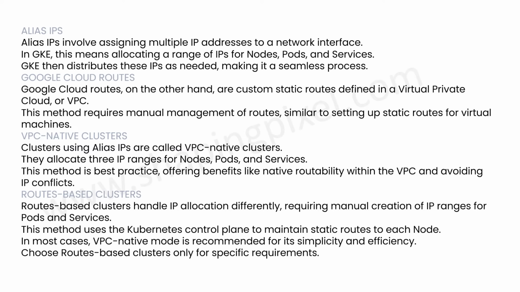Routes-based clusters handle IP allocation differently, requiring minimal creation of IP ranges for pods and services. This method uses the Kubernetes control plane to maintain static routes to each node. In most cases, VPC-native mode is recommended for its simplicity and efficiency. Choose routes-based clusters only for specific requirements.